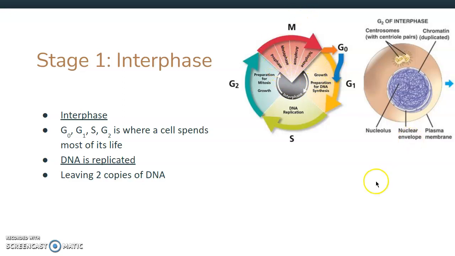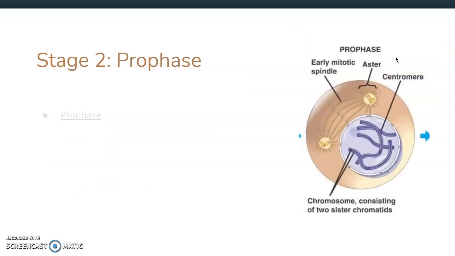That's really important. We can see here in this picture we have our nucleus, our nuclear envelope, and it says chromatin is being duplicated. So we're getting more and more of this kind of messy spaghetti called chromatin. Oh, and then also we have centrosomes, which are going to be important later on, and those are going to start showing up.